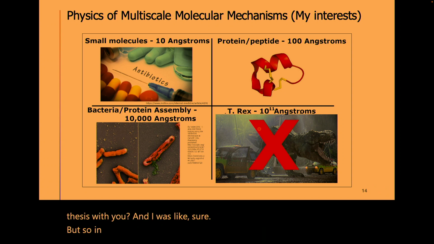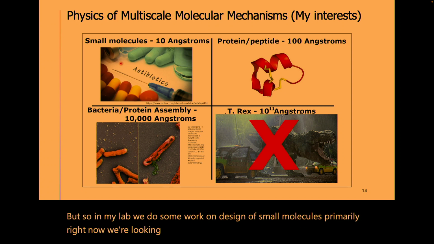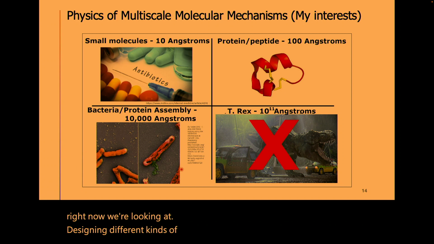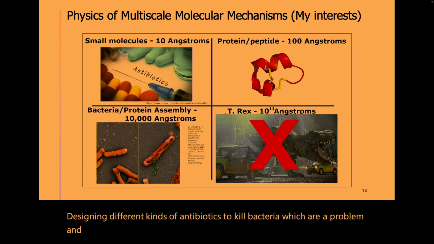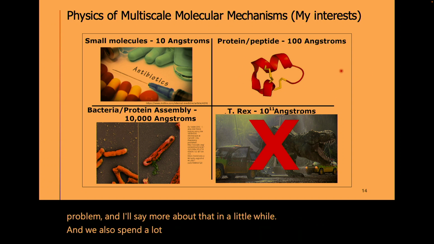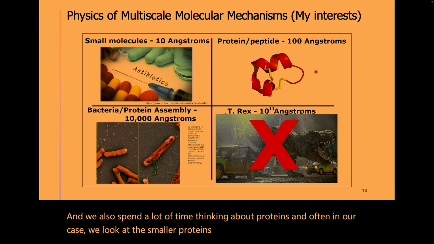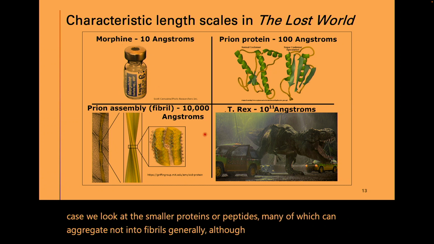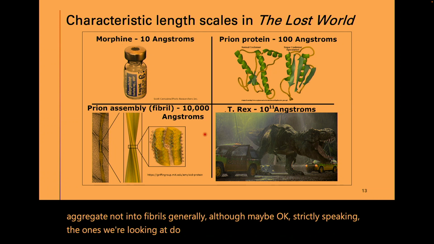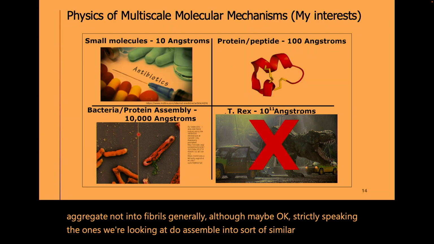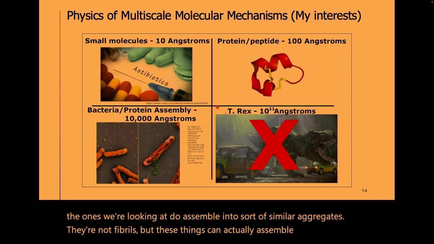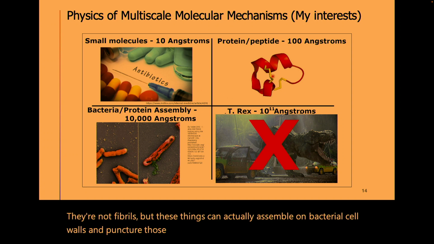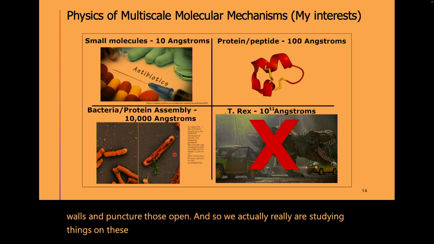But so in my lab, we do some work on design of small molecules. Primarily right now we're looking at designing different kinds of antibiotics to kill bacteria, which are a problem, and I'll say more about that in a little while. And we also spend a lot of time thinking about proteins. And often, in our case, we look at the smaller proteins or peptides, many of which can aggregate, not into fibrils generally, although maybe. Okay, strictly speaking, the ones we're looking at do assemble into sort of similar aggregates. They're not fibrils. But these things can actually assemble on bacterial cell walls and puncture those open. And so we actually really are studying things on these various different length scales, modulo the 10 to the 11th one.